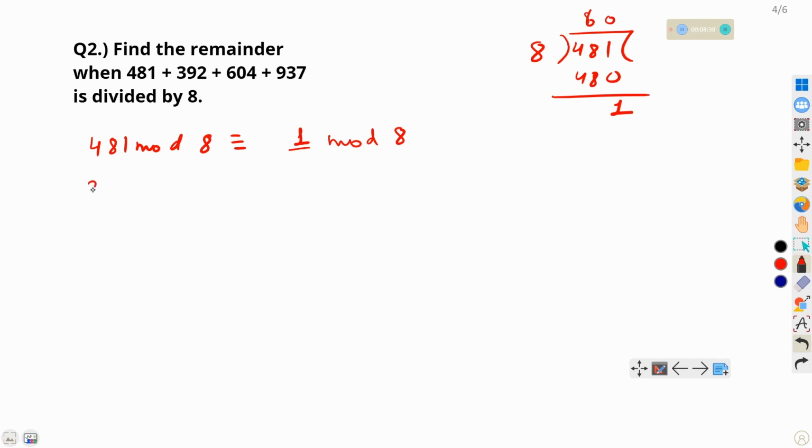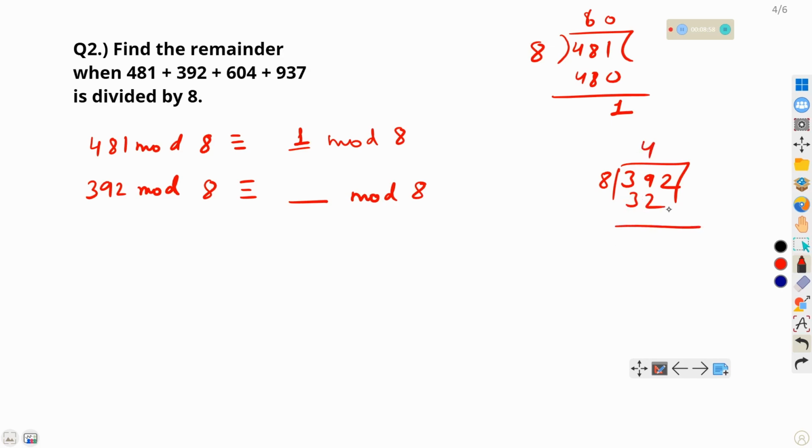Next, we can do the same thing for 392 mod 8. Now this will be some number mod 8. So 392 mod 8: 8 fours are 32, 8 nines are 72. So we get 0.